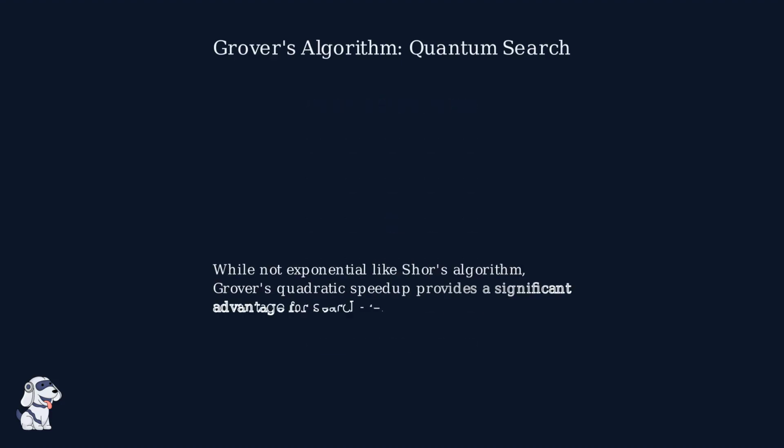Although Grover's algorithm provides quadratic rather than exponential speedup, it still offers substantial advantages for search-intensive applications, making it valuable for optimization problems, machine learning algorithms, and large database searches.